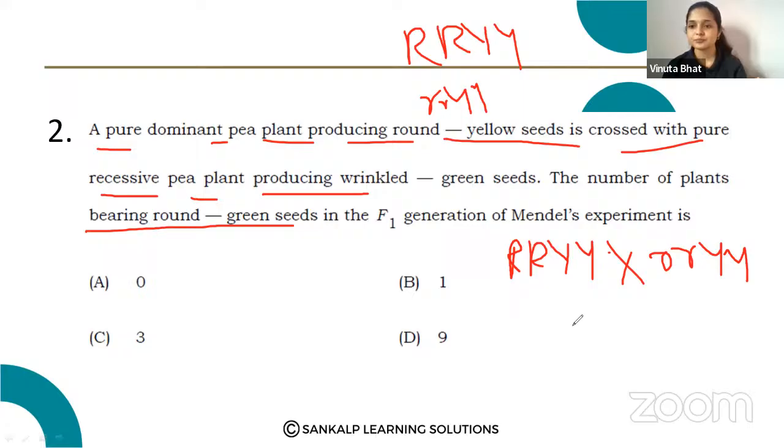Here, round yellow seeds will be formed, but there is no formation of green seeds. Green seeds will not be produced. So option A is the correct answer.